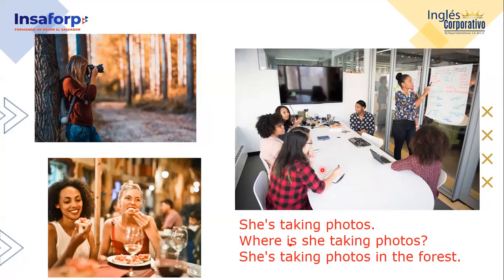What is she doing? Está escribiendo, teacher. Say the sentence in English. Yes, you are right. But what is the sentence in English? How do you say ella está escribiendo in English? She's writing. Okay, writing. Excellent. She is writing. And what about this girl here?